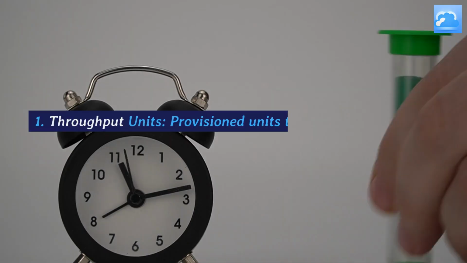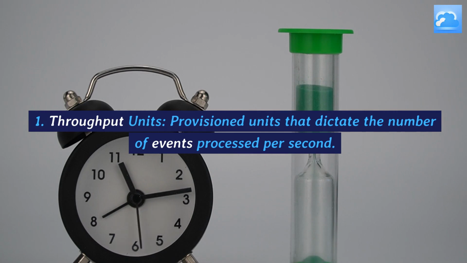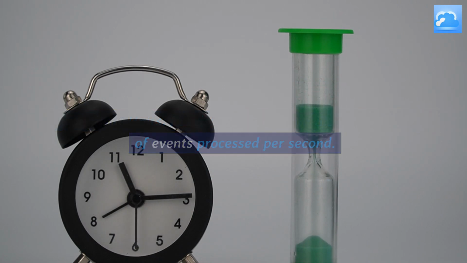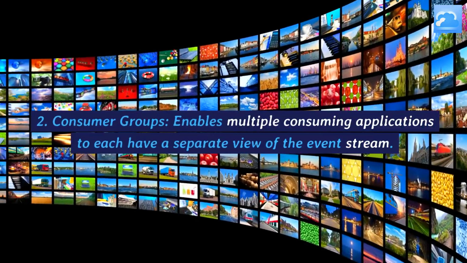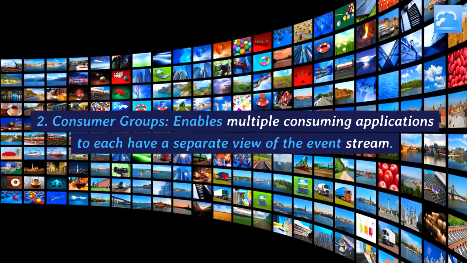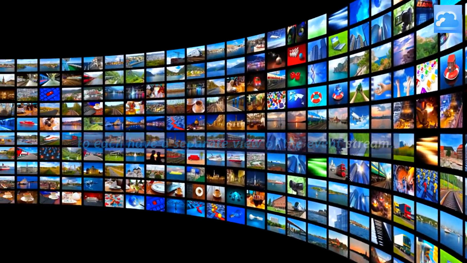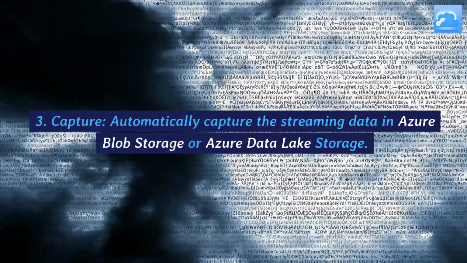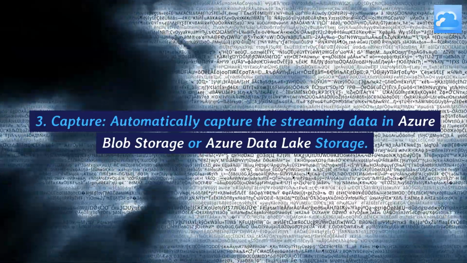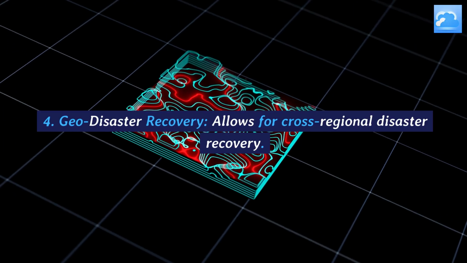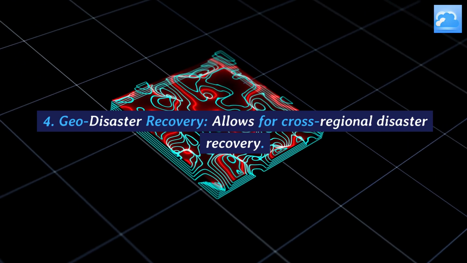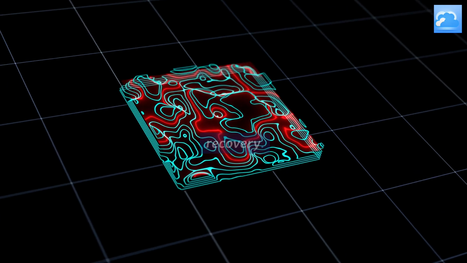Features. 1. Throughput units, provisioned units that dictate the number of events processed per second. 2. Consumer groups, enables multiple consuming applications to each have a separate view of the event stream. 3. Capture, automatically capture the streaming data in Azure Blob Storage or Azure Data Lake Storage. 4. Geo-disaster recovery, allows for cross-regional disaster recovery.